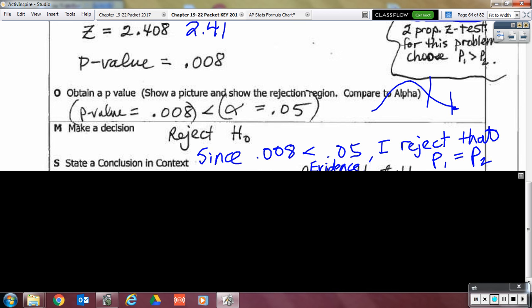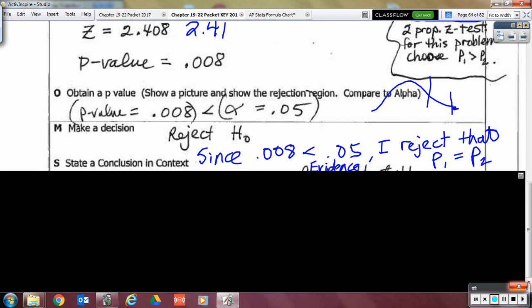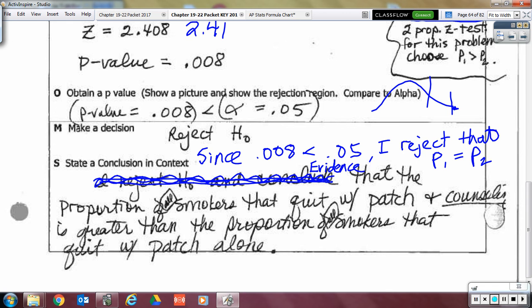And then in the next sentence, I'm going to put context in there. So if I am rejecting that P1 equals P2, then what do I have evidence of? I'm going to do this in context, so I have evidence that the proportion of smokers that quit with patch and counseling is greater than the proportion of smokers that quit with patch alone. And so that is then the context.